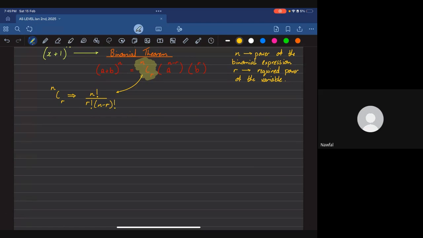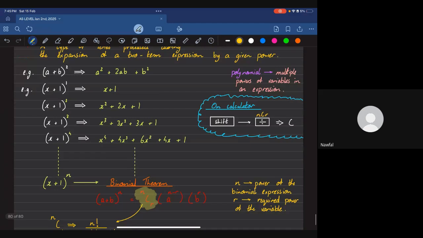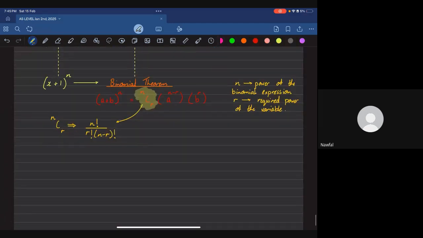Now, what is factorial? Let's see. Whenever we're trying to see what is factorial, first of all, it's this symbol, like an exclamation mark. Clear? Secondly, let's see what factorial is.